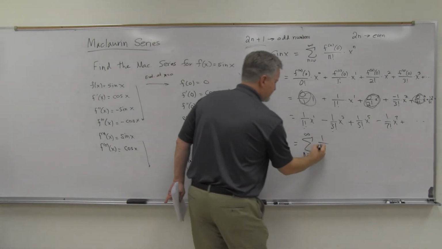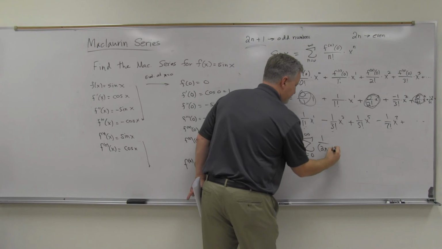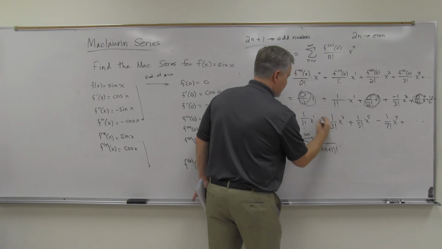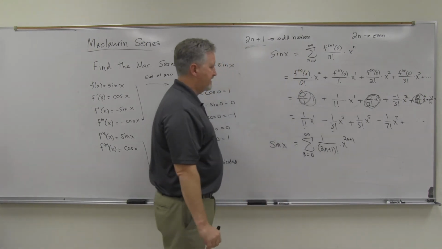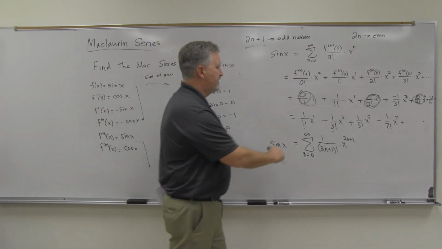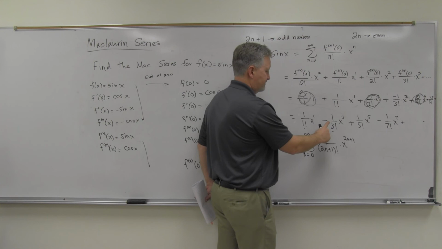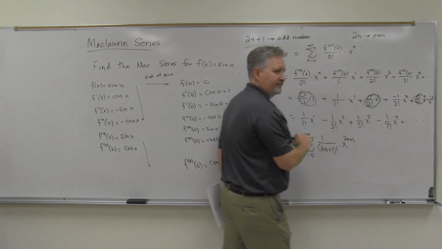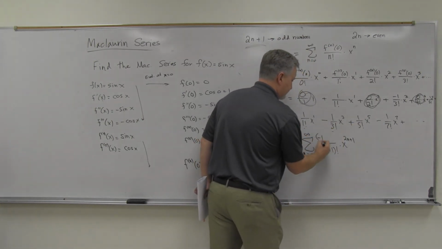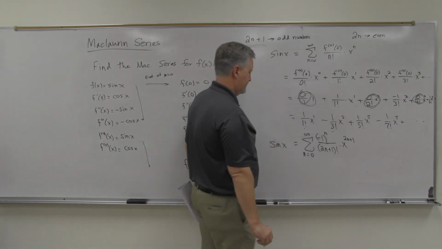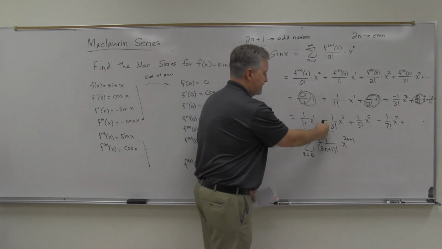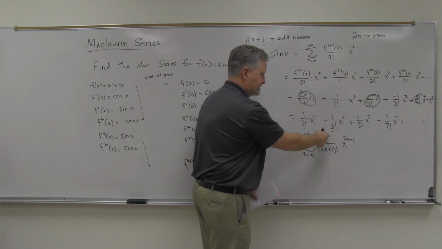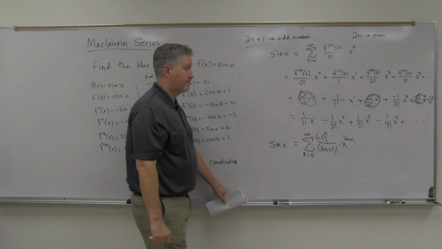So that's going to be 2n plus 1 factorial times x to the 2n plus 1. That would work. Oh, and then what about the alternating? It's alternating signs too. So I'd also need a negative 1 to the nth power. Yeah, because the first term's positive. Second term, which would be n equals 1, is negative. So we start at n equals 0. Good with that? Yep.